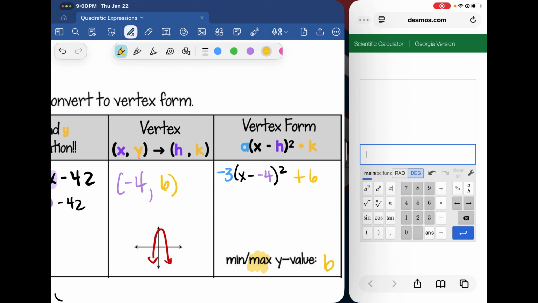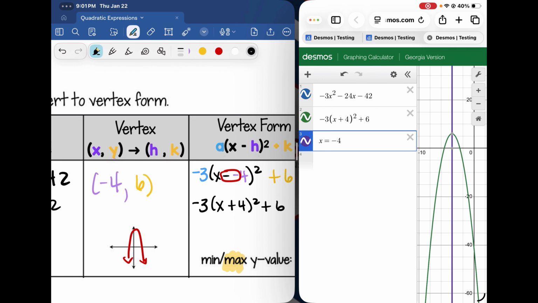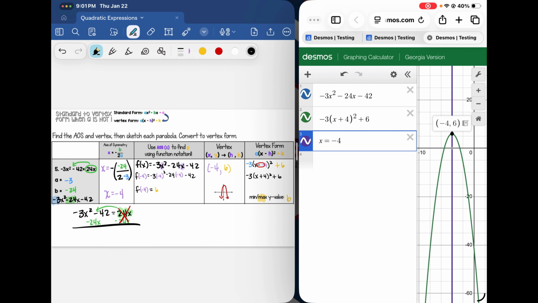What's wrong here? I can't leave this here. I've got to fix these double negatives. Double negatives are going to turn into a positive. So negative 3 times (x plus 4) squared plus 6, and I have got my vertex form. And we were right because they are equivalent when I type my standard form, my vertex form, and my axis of symmetry into my Desmos calculator. All right, paste these in your notebook. On Monday, we're going to work on all 3 forms.